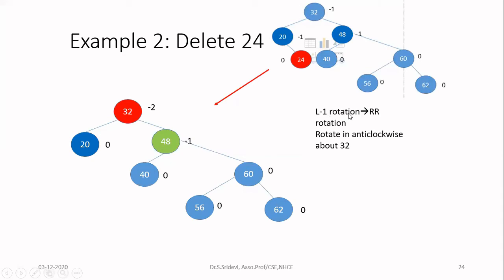In L minus 1 rotation, we have to actually perform RR rotation. So what RR rotation says is, since the letters are same, we are going to rotate only one time in the opposite direction. That is in the anti-clockwise direction. About which node? About the top node. So what is the top node here? It is 32. That is the imbalance node. So now perform rotation in the anti-clockwise direction about the node 32.